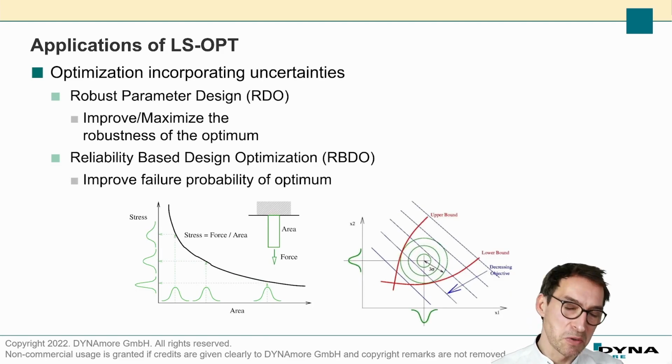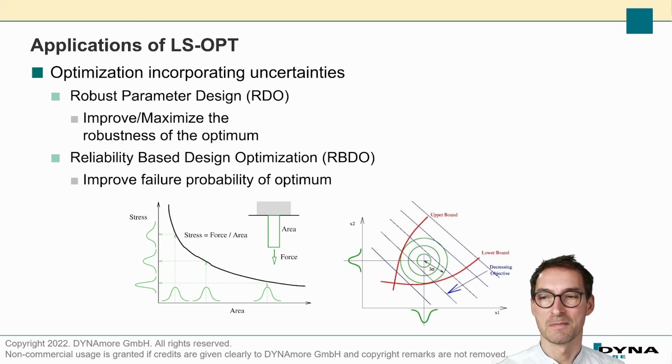The next one goes in the same direction: robust parameter design, RDO. Here you want to know how robust is my outcome with the fluctuation in the input. How do I get the same result, or how likely is it to get the same result with a fluctuation in the input?